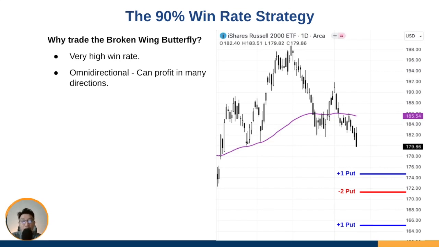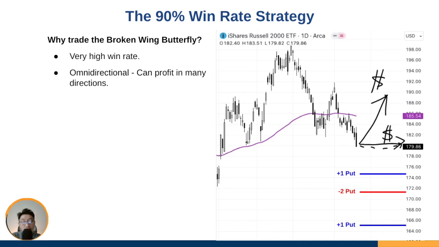That means it can profit in many directions, right? You have already seen it in the P&L graph, so I'm just going to demonstrate it here again. This is where the current price is. You notice that if the market goes up, you're still going to be profitable. If the market stays down here, doesn't really move, then you're still going to be in profit.